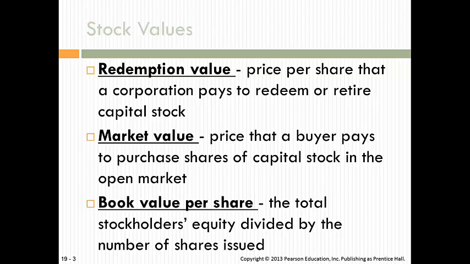First, let's go over some new terms. Redemption value is the price a company can buy its own stock back from a stockholder. This is something determined in advance, and when stock is purchased, the right of the company to buy back the stock is relayed to the buyer. Market value is the price at which shares of capital stock are bought and sold in the open market. Book value per share is the total stockholders' equity divided by the number of shares issued.